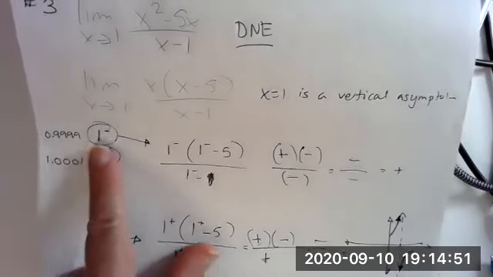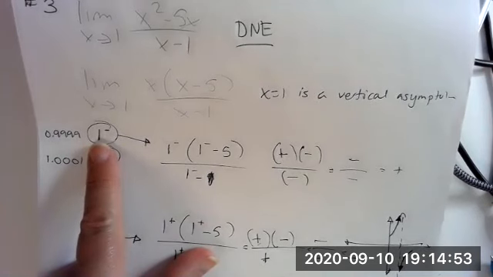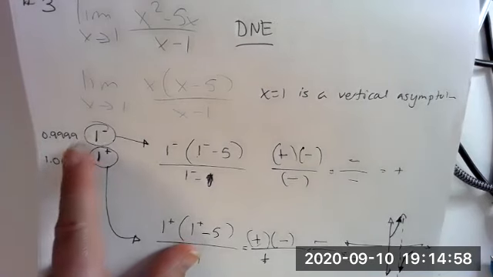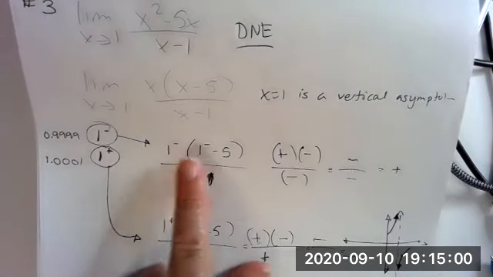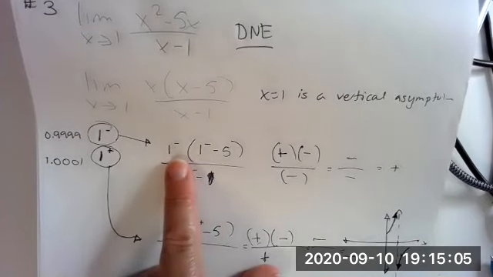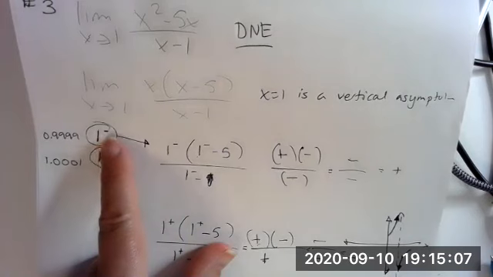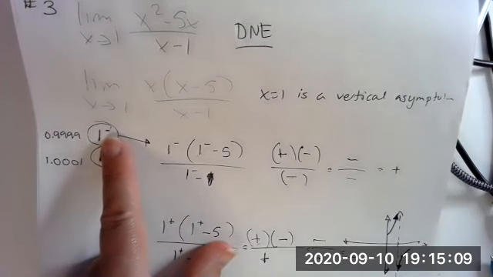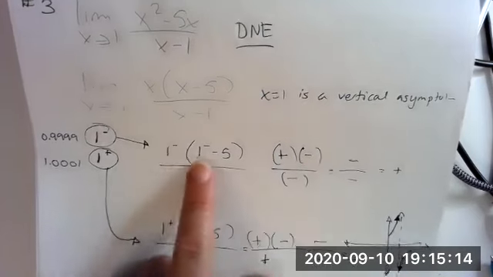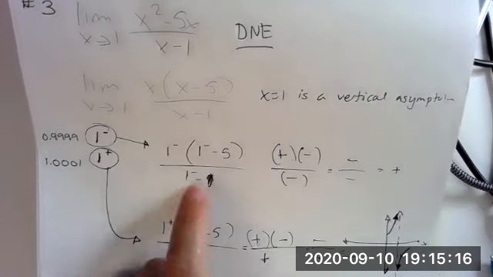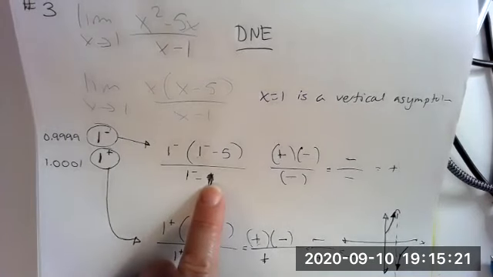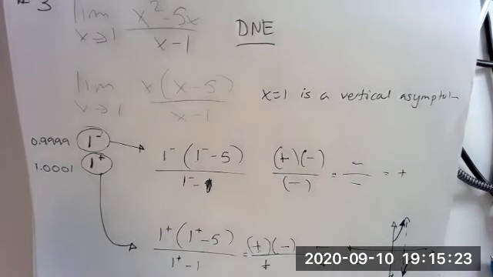So think about a number that is just a little bit smaller than 1, something like 0.9999, and conceptually substitute that in for x. So something a little less than 1, which I'm noting as 1 with a negative in the superscript there. So something just a little bit less than 1 times something just a little bit less than 1 minus 5, divided by something just a little bit less than 1 minus 1. Okay, will that end up approaching positive infinity or negative infinity?